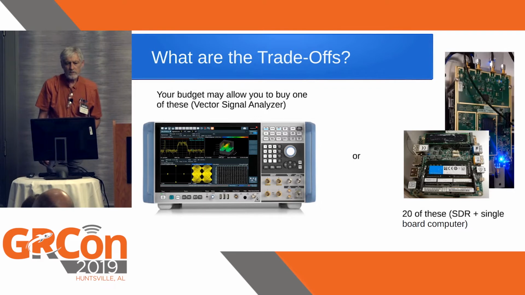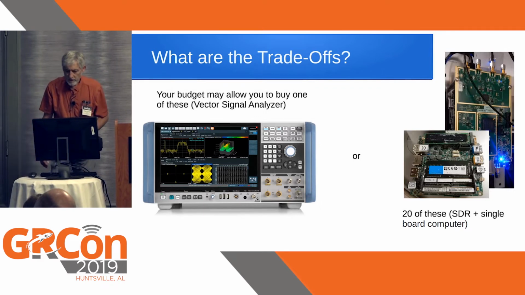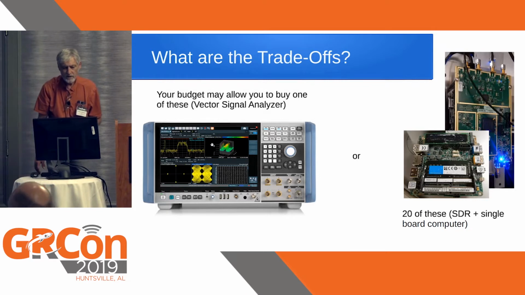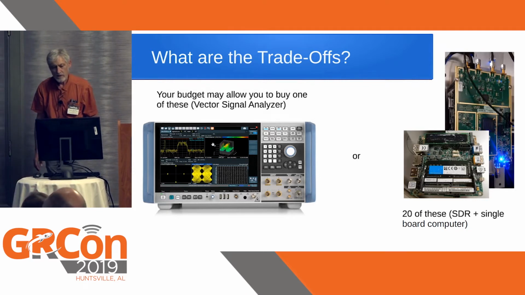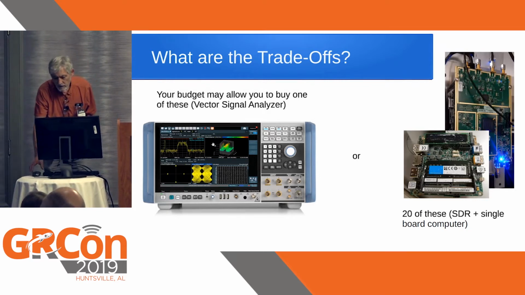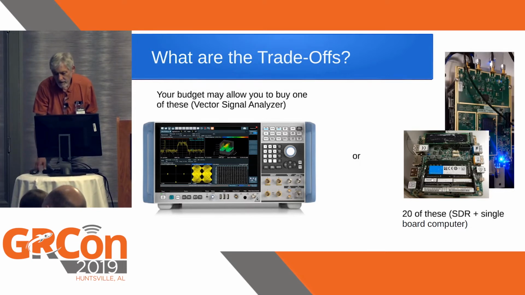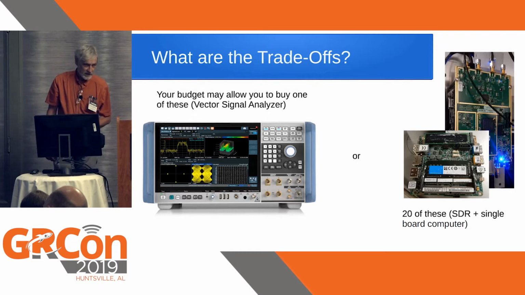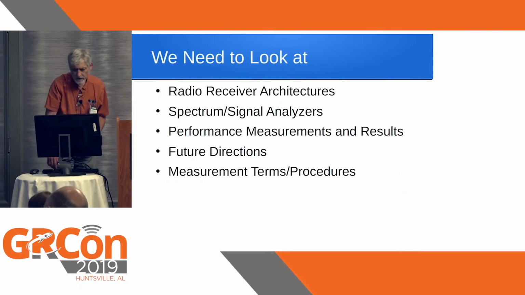And the real question is, you might have a budget that can buy one of those things here on the left. Those are about 100K plus. Or you can maybe buy 20 single board computers and SDRs and make your own spectrum analyzer out of it. And so the question is now, what exactly are the trade-offs that you run into, and what do you need to do for making this successful?